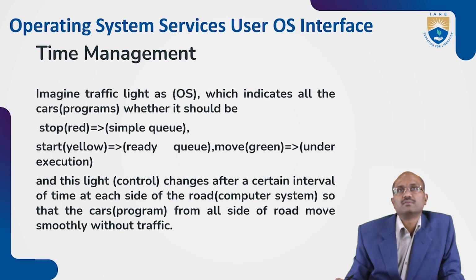Next, time management. Imagine the traffic light as an operating system which indicates to all the cars, or programs, whether they should stop or go. Red color means stop and go to the queue. Yellow means start, which gives rise to the ready queue. If green comes, move, which is under execution. And this light control changes after a certain interval of time on each side of the road, so that the cars, as programs, from all sides of the road move smoothly and without traffic.